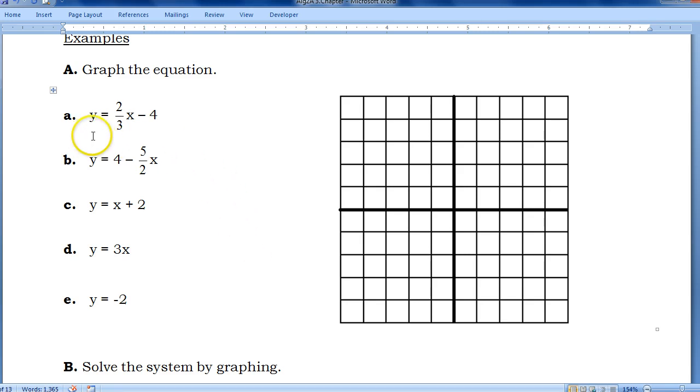The first equation is in mx plus b form, meaning that the slope is 2/3 and the y-intercept is -4. So what I can do is put a mark at the y-intercept of -4 and rise 2, run 3, and then that shows me where my line should go.